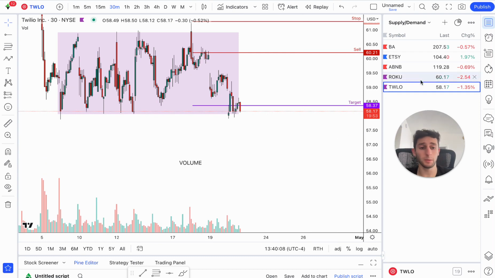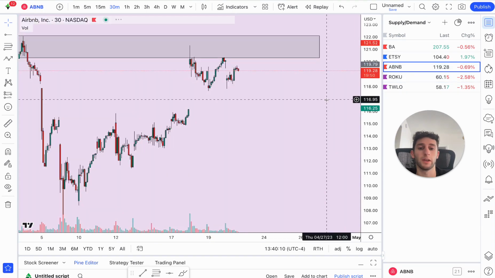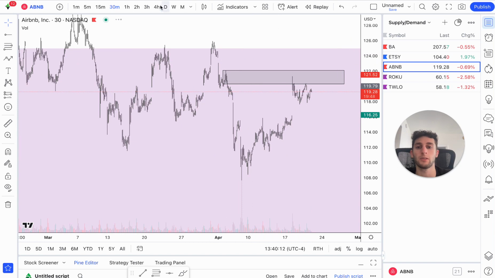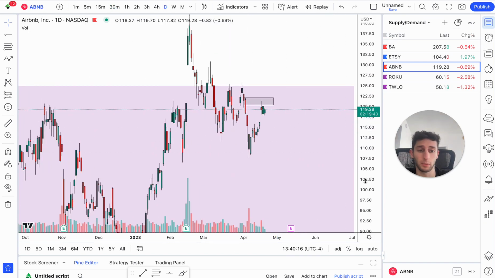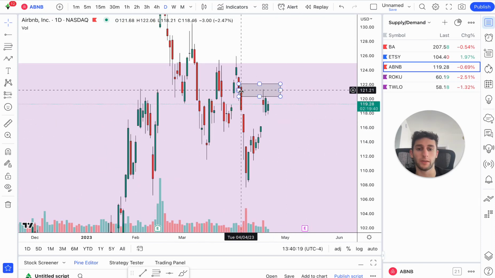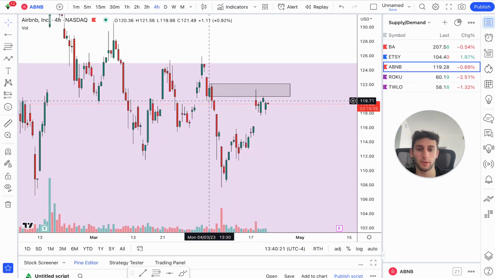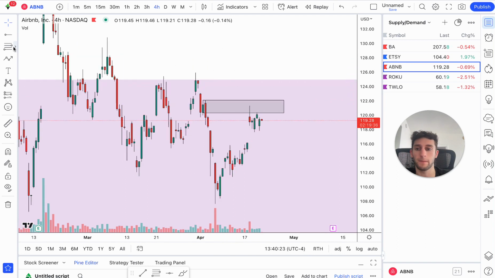Now, let me go ahead and show you a stock like Airbnb, okay? So Airbnb on the daily chart, it's actually a trade I was looking at. I didn't end up taking it, but I was looking at it. I believe it's on the 4-hour, yep, we have a 4-hour supply zone right here, okay?